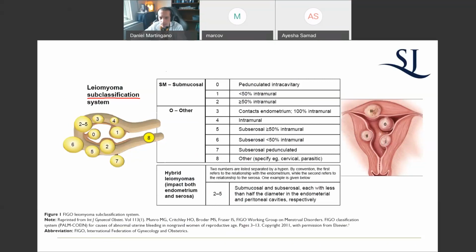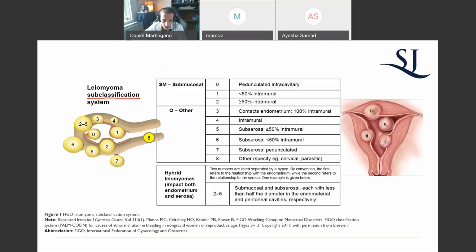So basically, 8 shows that they could be anywhere else. You could have them in the cervix. You can have them actually in the broad ligament just on its own, where it's not even related to the myometrium. So sometimes those situations happen, which is a bit more complicated. But understand first that the fibroids can have different locations.